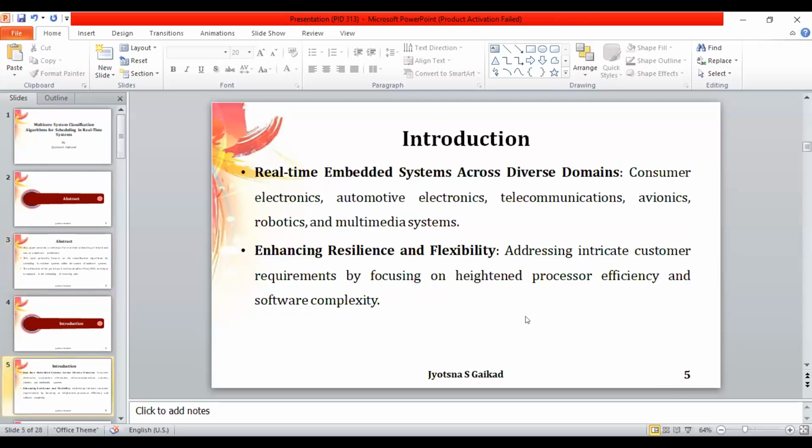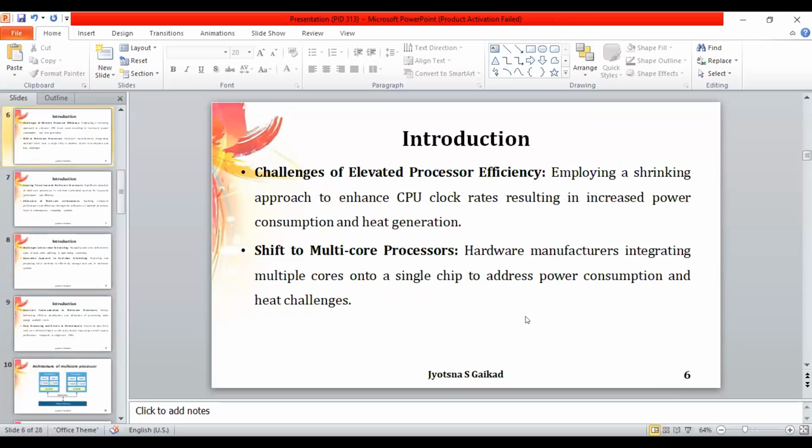Now go to the introduction. Real-time embedded systems are used in diverse domains like consumer electronics, automotive electronics, telecommunications, avionics, robotics, and multimedia systems. It is used for enhancing resilience and flexibility, addressing intricate customers' requirements by focusing on heightened processor efficiency and software complexity. There are challenges of elevated processor efficiency, like employing a shrinking approach to enhance CPU clock rates, resulting in increased power consumption and heat generation. So we need to shift to multi-core processors. Hardware manufacturers are integrating multiple cores onto a single chip to address power consumption and heat challenges.